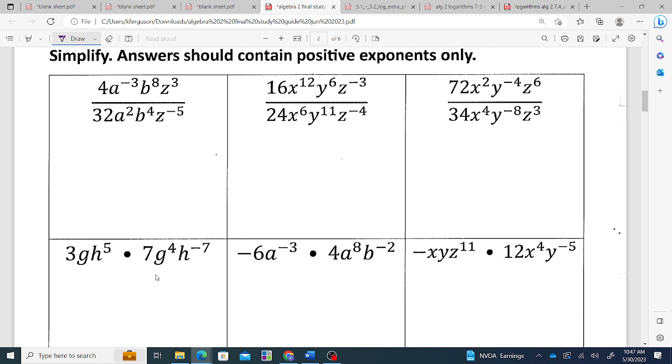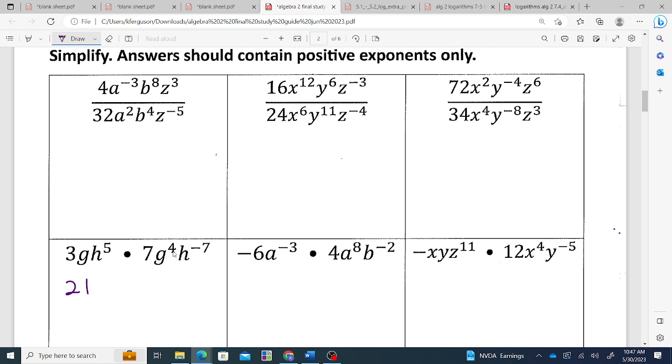So product rule, I'm multiplying. I got 3 times 7. That's easy. That's 21. Then I got g to what power? No, over here. That's g to the 1. No number means it's the first power. So g to the first power times g to the 4th power.